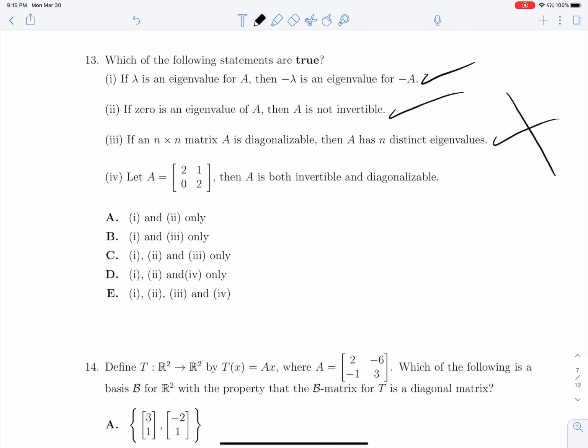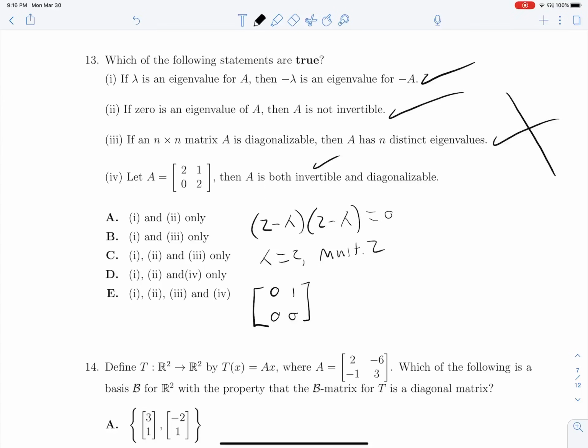And finally, 4: let A equal that matrix there. A is both invertible and diagonalizable. Well, it's definitely invertible, as its determinant is 4, but is it diagonalizable? Let's test it out. We're going to solve (2 minus lambda) squared equals 0. We see that lambda equals 2 with a multiplicity of 2, and when we plug in lambda equals 2, we will get the matrix 0, 0, 0, 1.